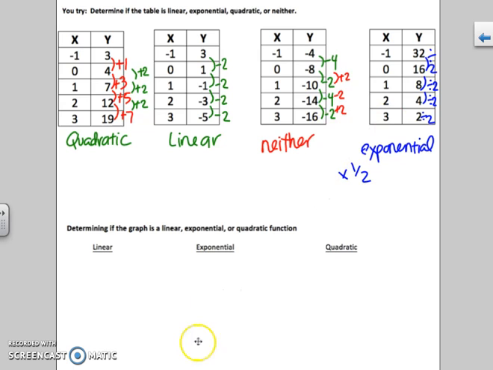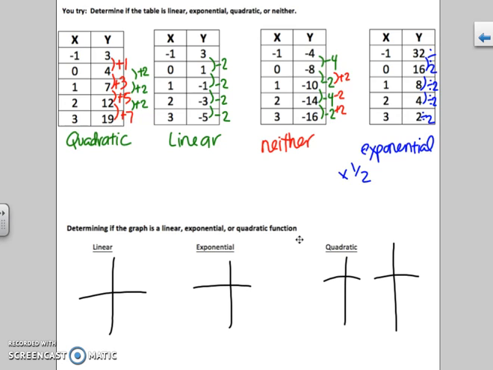Okay. All right, lastly, determining if the graph is linear, exponential, or quadratic. So let me go ahead and draw some graphs. I'm going to draw 2 examples for these actually. All right, so first off, a linear, it's going to be a line. So if you see a line going up, down, left, right, side to side, that's going to be a linear graph. Exponential, remember it curves. So it could go up like that, it could go down like that, as long as it is curving.